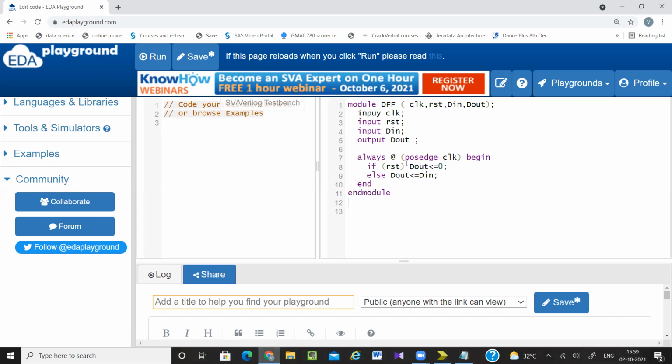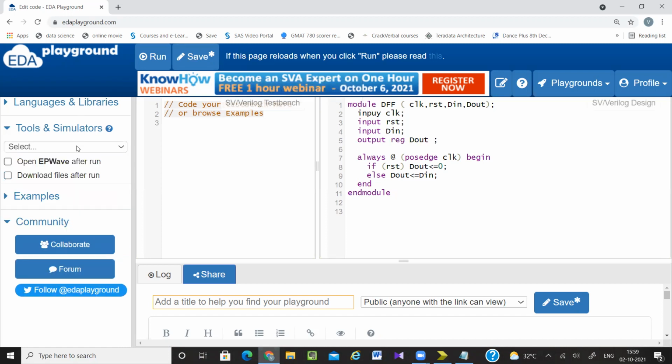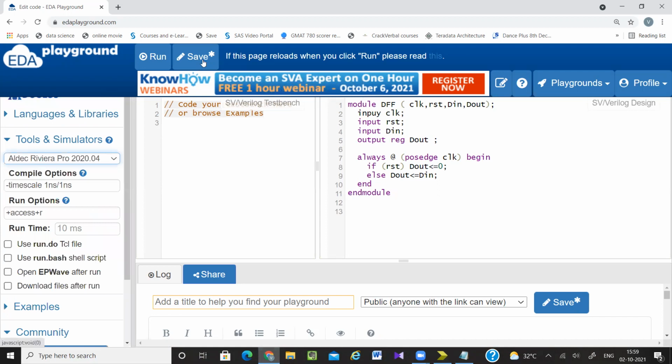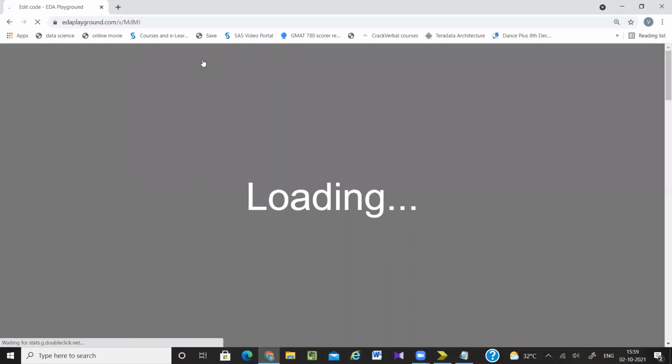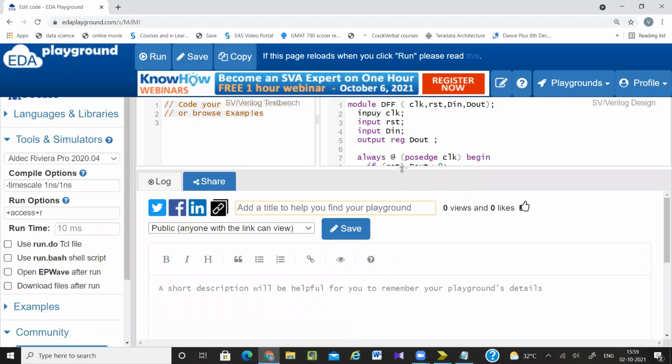Now here, as I am assigning D out inside the always block, I have to declare it as a reg. So this is my code for D flip-flop.